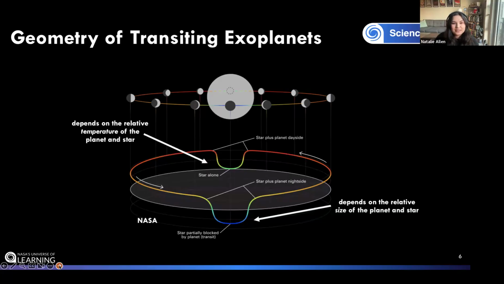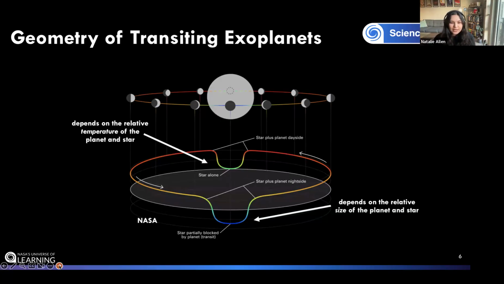The other technique that we use is when the planet goes behind its host star. That's called the eclipse. That's one that Hannah's going to be talking about a lot. And that tells us about the temperature of the planet. And so it depends on the relative temperature of the planet and the star.